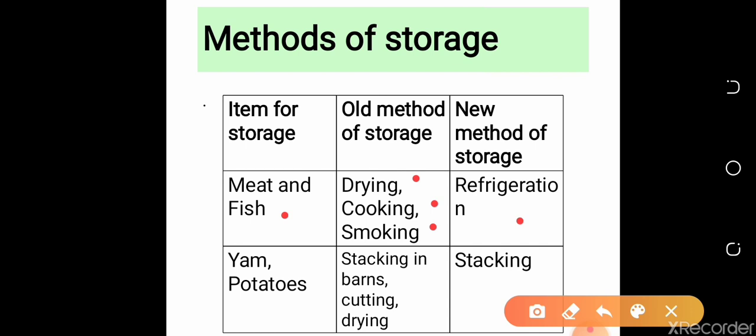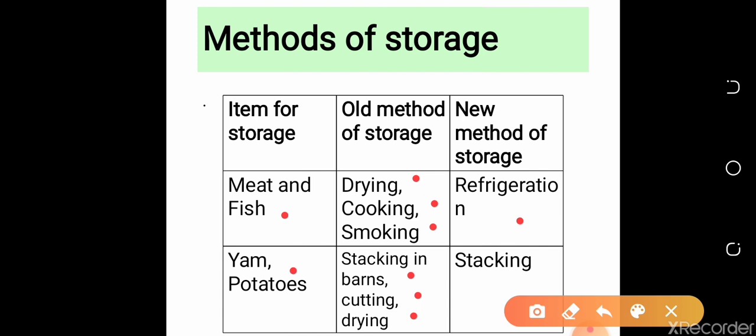Also, under the food items, we have yam and potatoes. In the old method of storage, they stocked these yam and potatoes in barns. They cut them and also they dried them. These are old methods of storing yam and potatoes. If you remember in our last class, I said barns are structures that most people could build in their backyard or in their compound, anywhere they choose. So they stacked those yams or potatoes in the barns so that beetles will not destroy them.